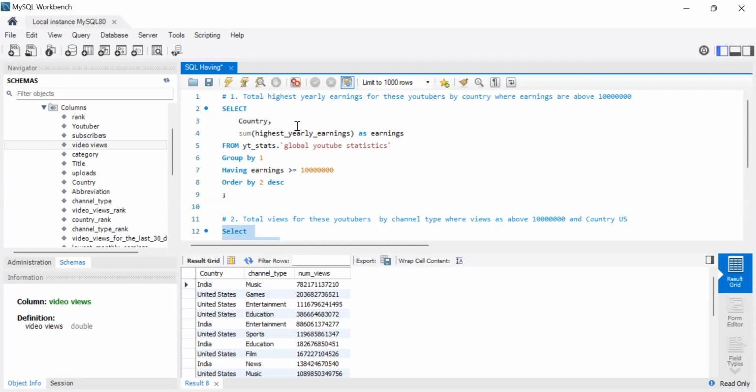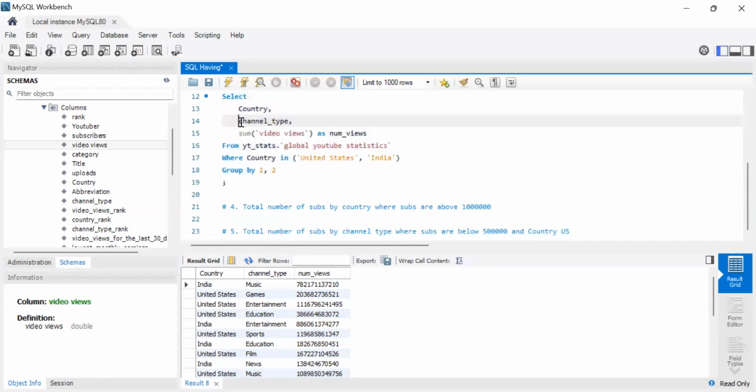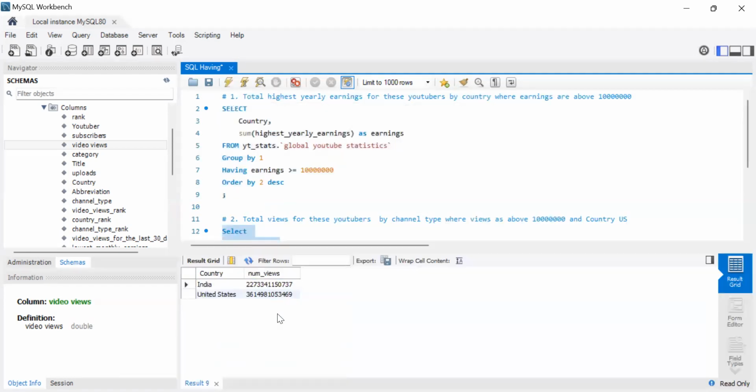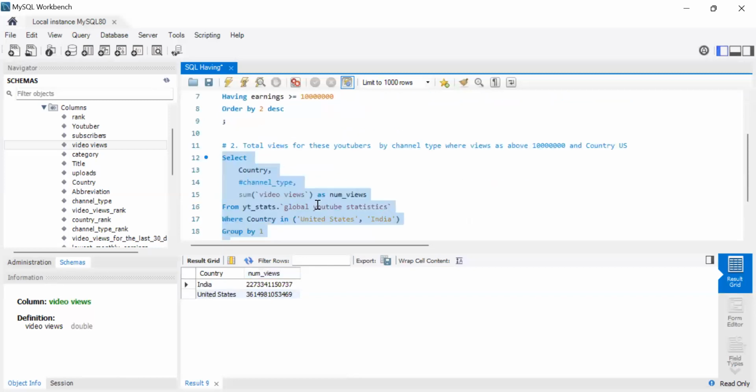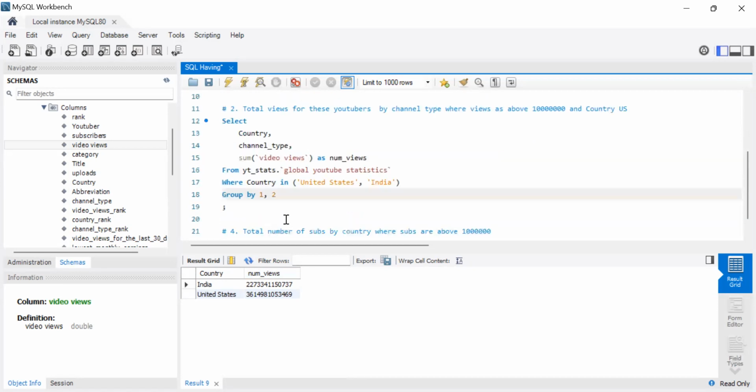So we can just get rid of channel type and see what happens. As you can see, India, United States. It's just grouped because those are the two countries. So this is the amount of views that came from India, the amount of views that came from the United States. After it groups by India and the United States, now it's going to group all these people in India by their channel type. Then it will finish and group all these people in the US by their channel type. And then we shall have this.